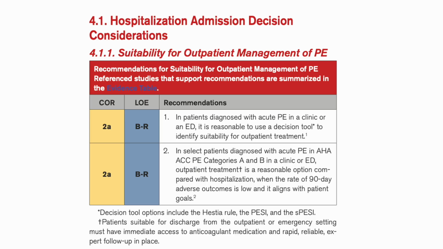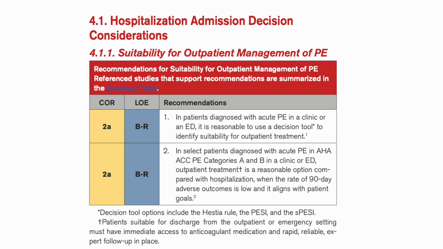We are using the HESTIA, the PESI, the simplified PESI. We are looking at patients in A or B for outpatient. Beyond that, only admission. And we are also looking at what are the patient's goals when we are deciding on outpatient. Now, this varies across regions, countries, availability of infrastructure. A Cochrane review actually compared outpatient treatment with inpatient treatment in patients with low risk PE and demonstrated that there was no difference in adverse clinical outcomes.